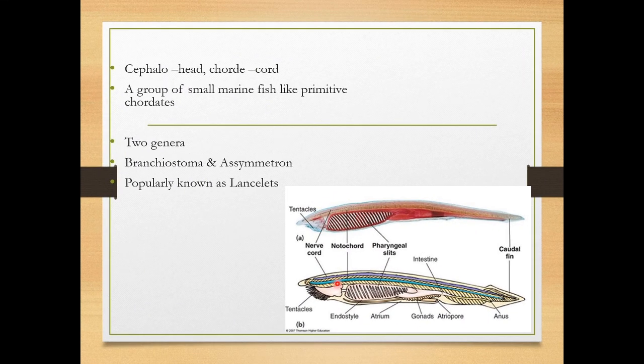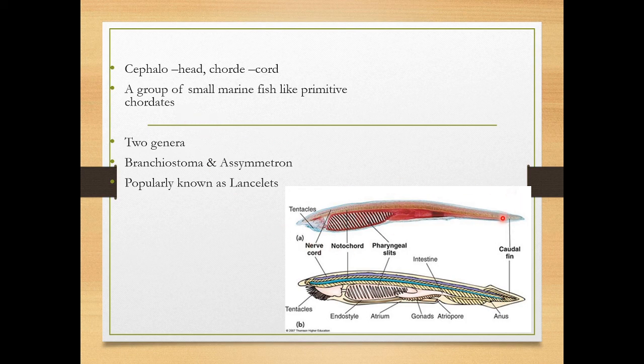So you can see the blue color here. This is the notochord. It extends from the tail to the head region. Because it extends from the tail to the head region, it is called cephalochordata. The notochord, which is seen in blue color, extends from the tail to the head region, hence called as cephalochordata.